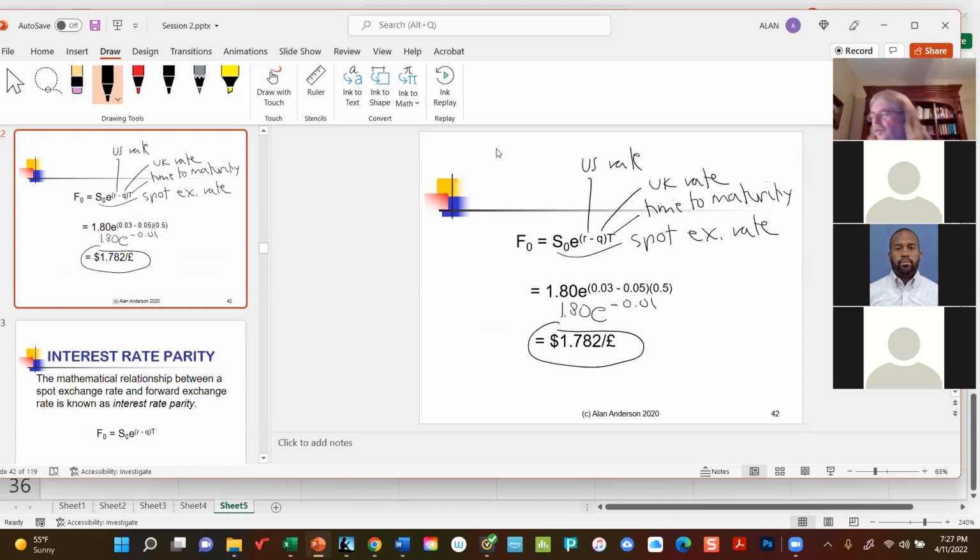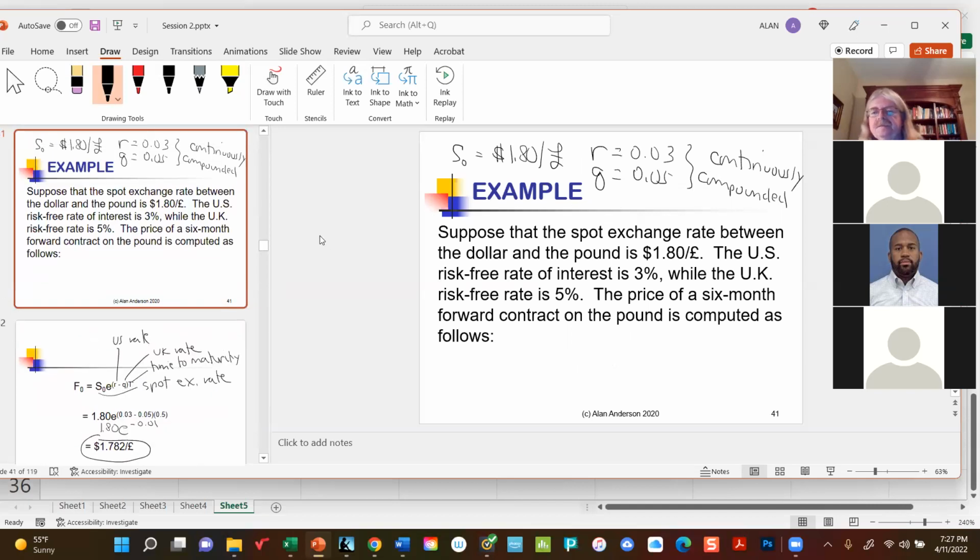Any other price would result in an arbitrage. So it has to be this number. Can you go back to the previous slide? Mm-hmm. And also keep in mind, we're assuming continuous compounding. And if it's not continuous compounding, that was the homework, right? The formula would be a little bit different.